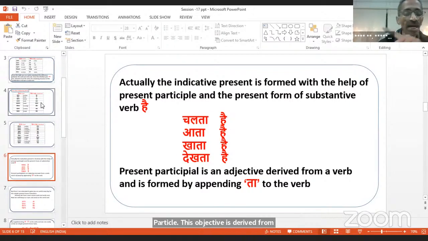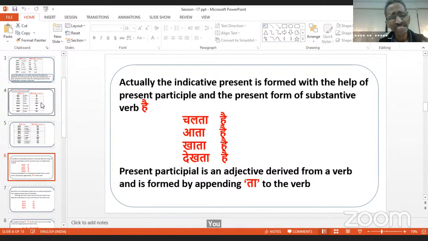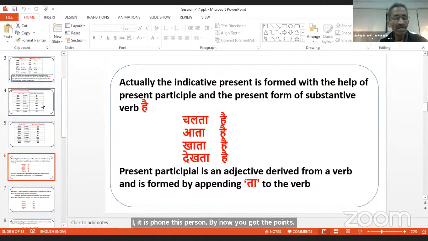From chalna, you can derive a present participle. From ana, you can derive a present participle. Each and every verb, you can derive a present participle form. It is formed by appending ta to the verb root. Now you got the point? Chalna is the verb. When chalna changes into chalta, that is known as the present participle.